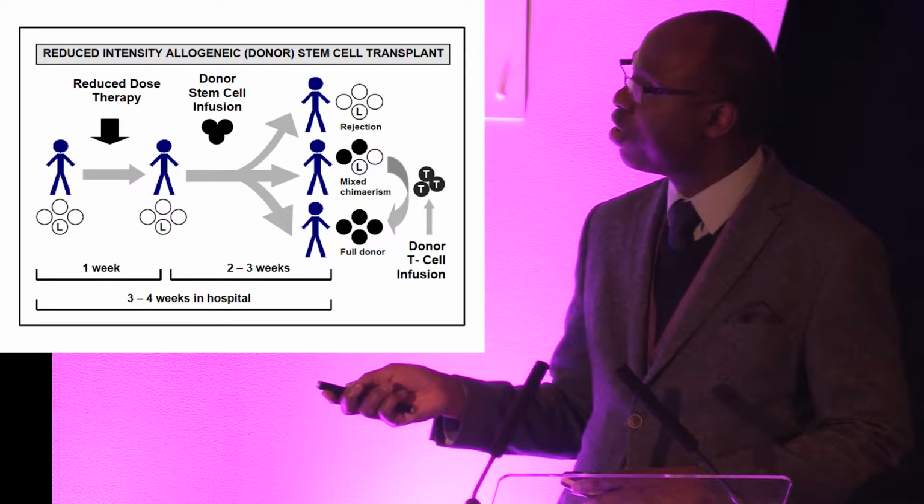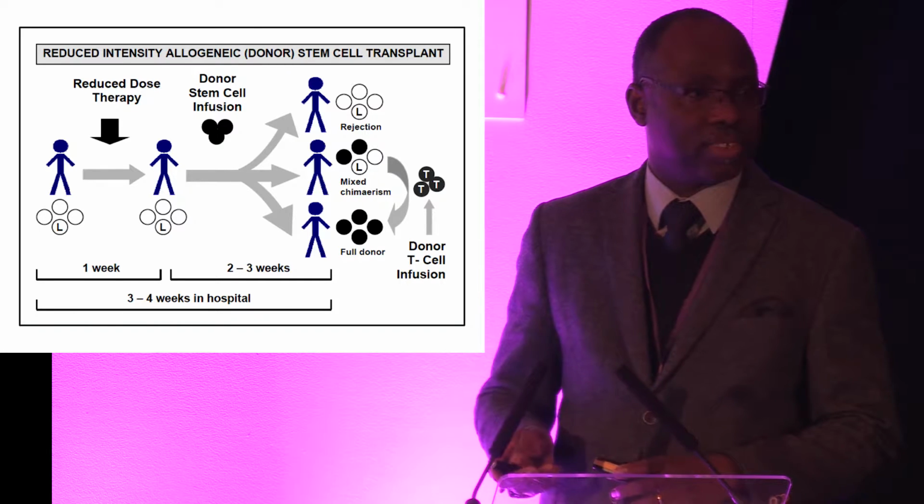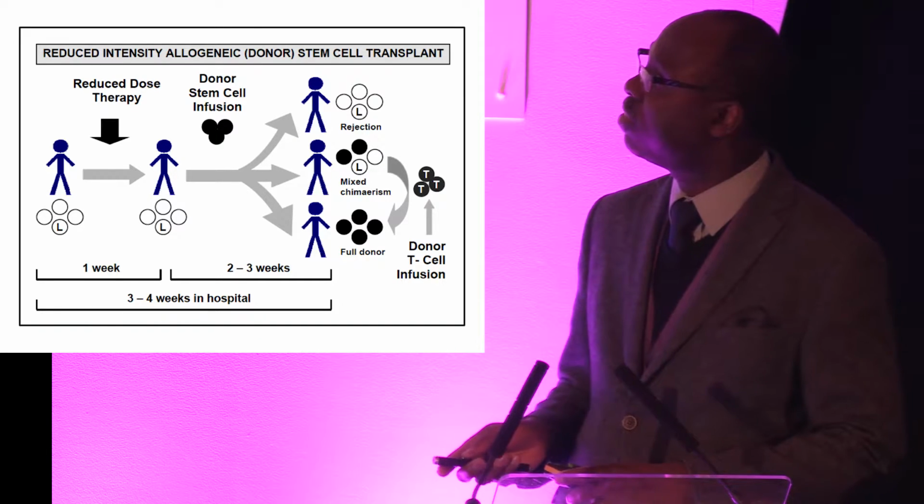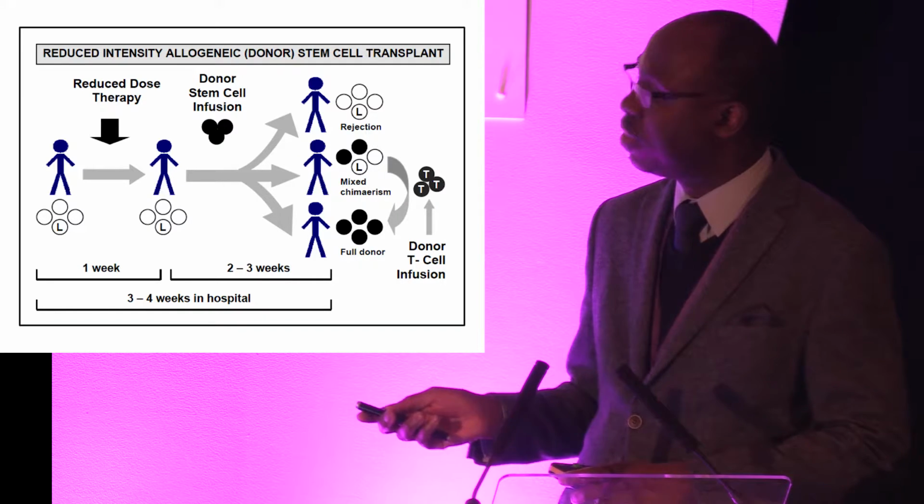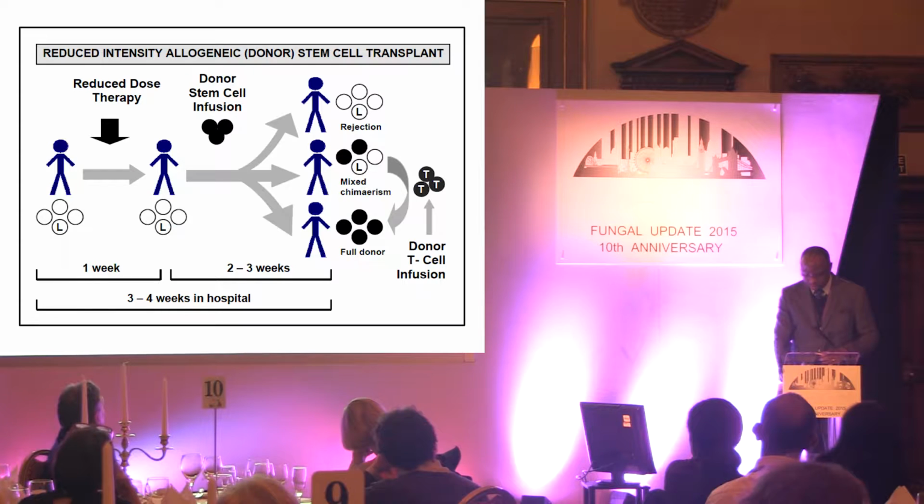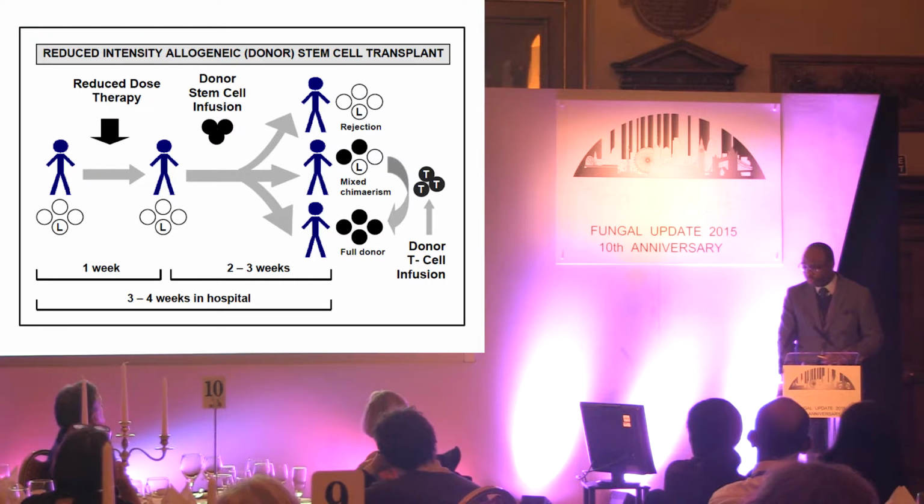In the vast majority, this would spontaneously move in that direction, but if it gets stuck, or in a worst-case scenario goes in the reverse direction, we can restore that using donor T cells. If we try to make the transplant too light, which improves the safety of it, the risk is that the recipient might reject the donor cells.